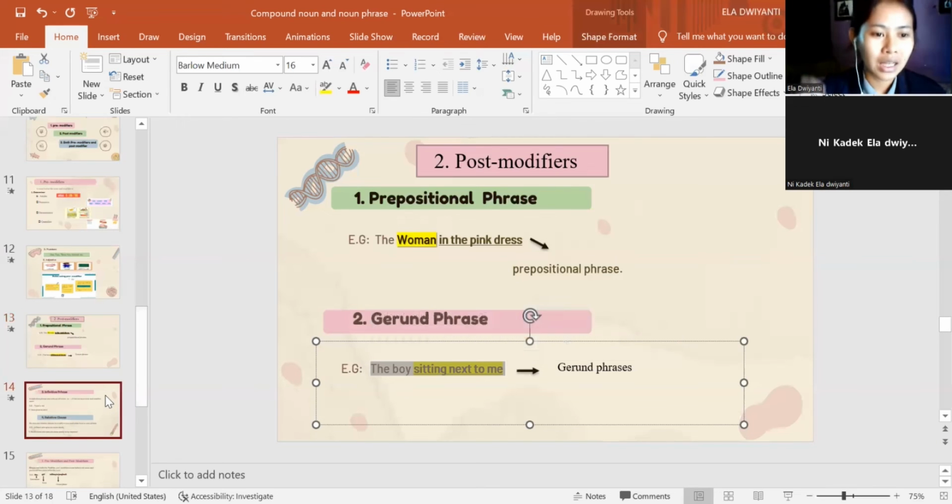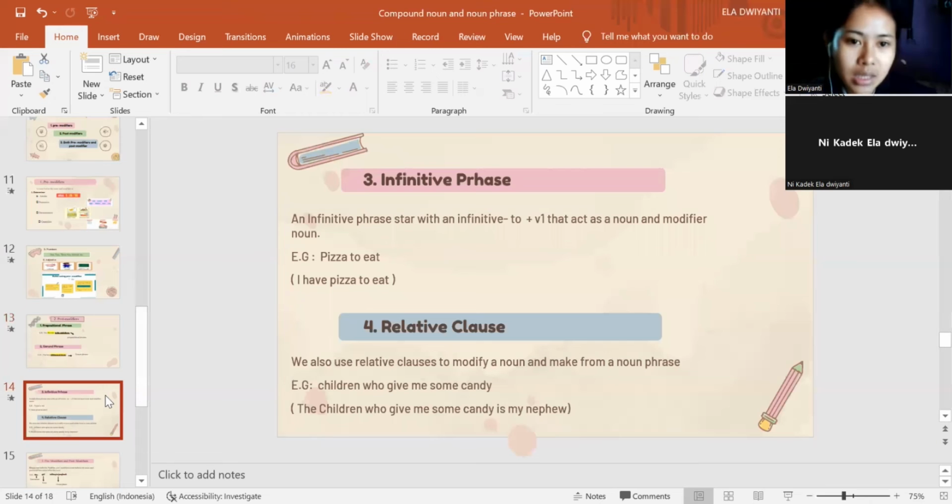Okay. Next slide is infinitive phrase. An infinitive phrase starts with an infinitive, to plus verb one, that takes as a noun and modifies the noun. For example, pizza to eat. Let's make a sentence. I have pizza to eat. We have pizza to eat. Pizza is the noun and to eat is the infinitive phrase.